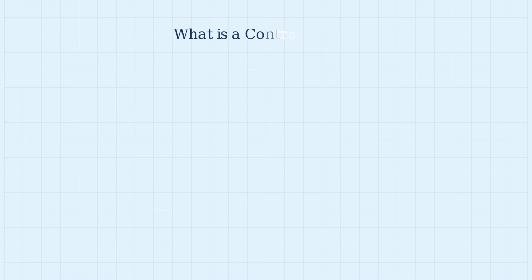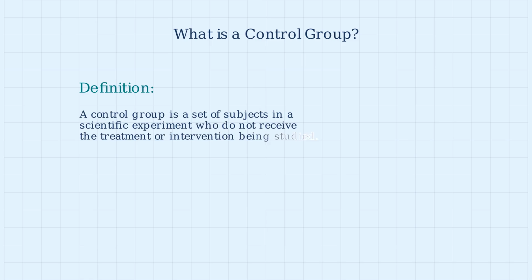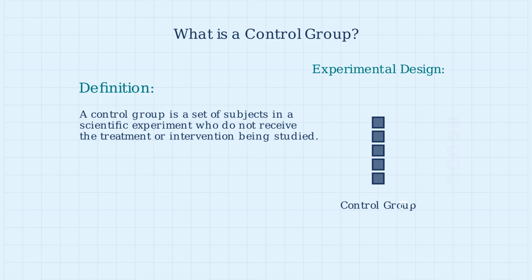What is a control group? A control group is a set of subjects in a scientific experiment who do not receive the treatment or intervention being studied. In experimental design, researchers typically divide subjects into two groups, a control group and an experimental group. The experimental group receives the treatment or intervention being studied, while the control group does not.